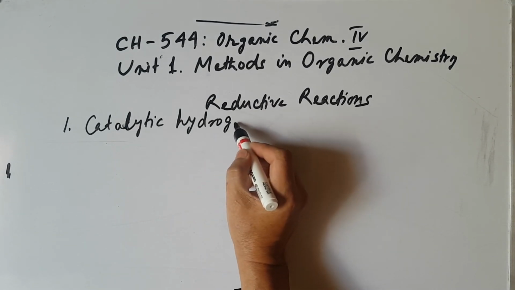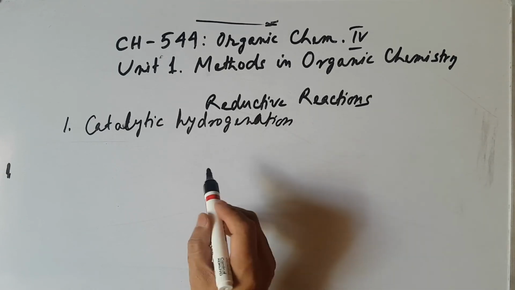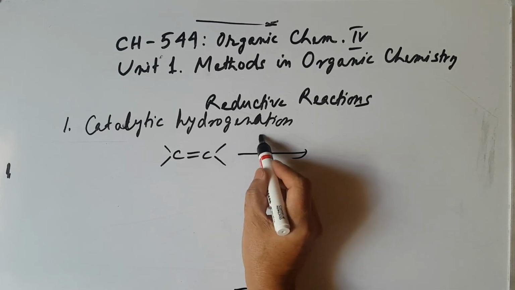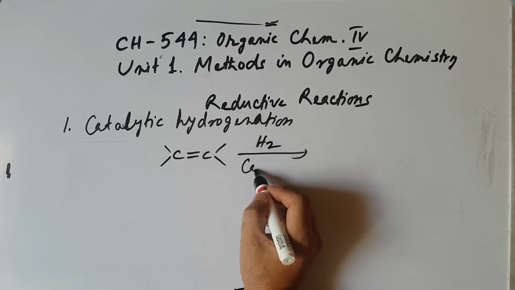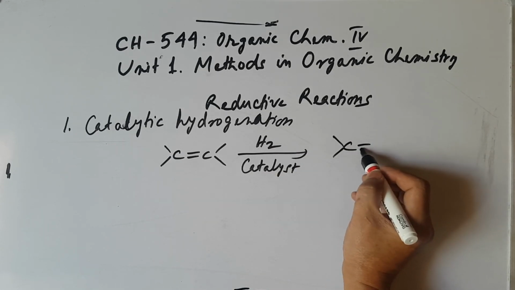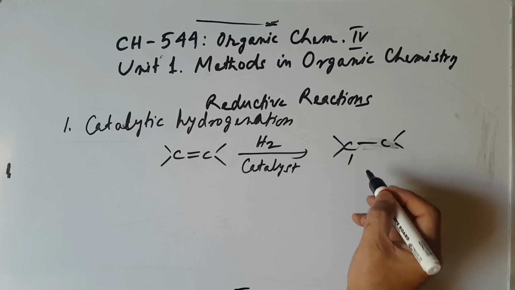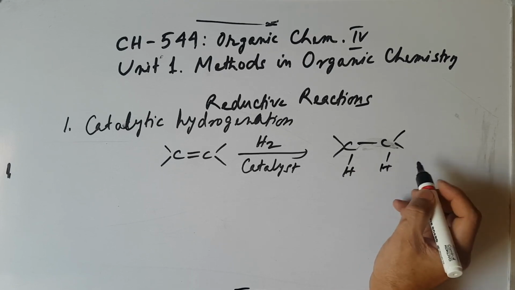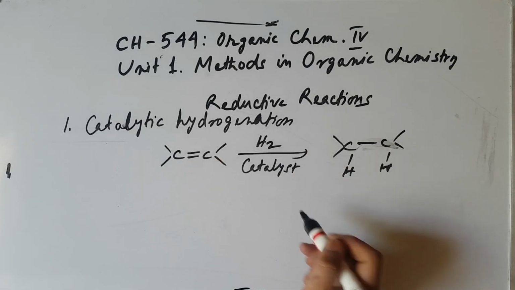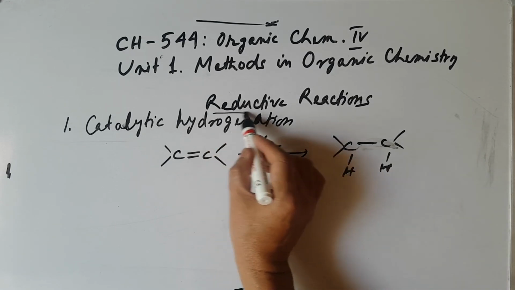Here it takes addition of hydrogen in the presence of a catalyst. For example, hydrogen in the presence of a catalyst converts an unsaturated compound to a saturated system. In this case, hydrogen is added to olefinic compounds in the presence of a catalyst. So this is catalytic hydrogenation, one type of reduction reaction.